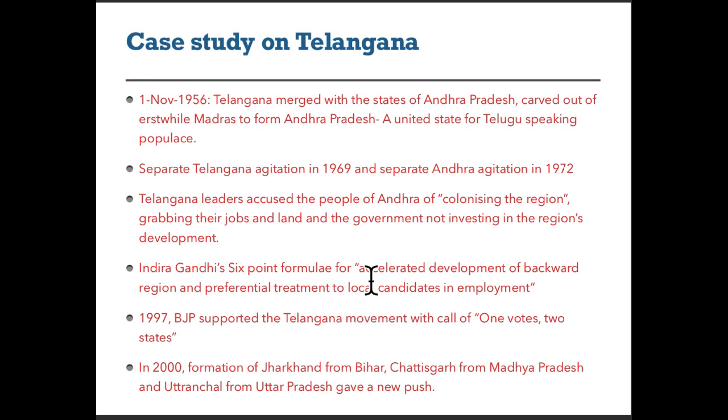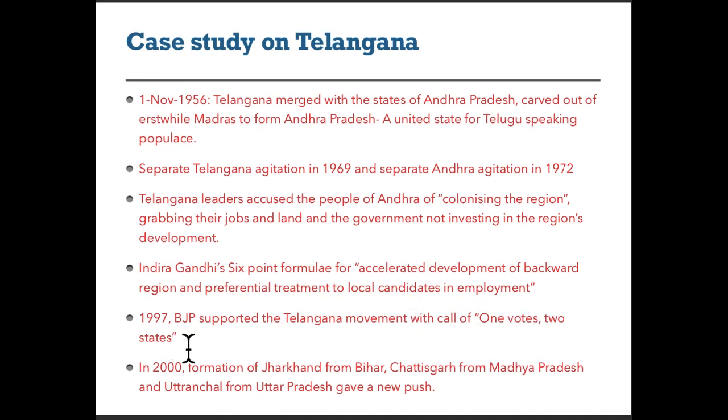But it does not stop there. In 1997, the BJP government supported the Telangana movement. There was a rise in the Telangana movement. There was a continued demand for the separation of Telangana from Andhra Pradesh, and there was a call of one vote, two states.